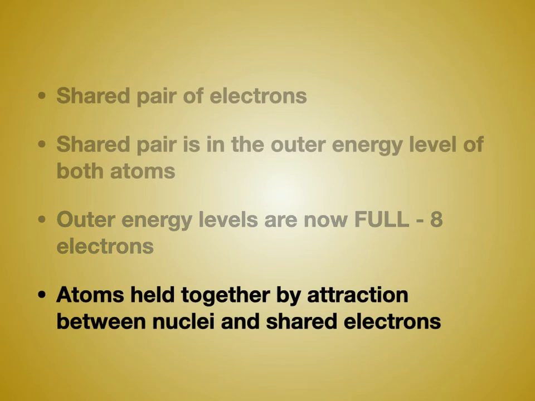Those atoms are now held together by the attraction between the nucleuses and the shared electrons. That shared pair of electrons, then, is what makes up a covalent bond. Any covalent bond is made of a shared pair of electrons that attracts the 2 nucleuses of the 2 atoms involved.